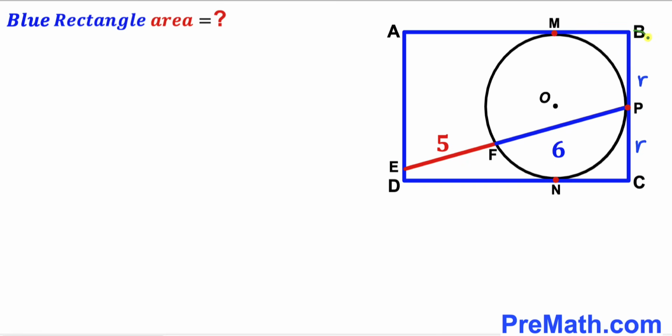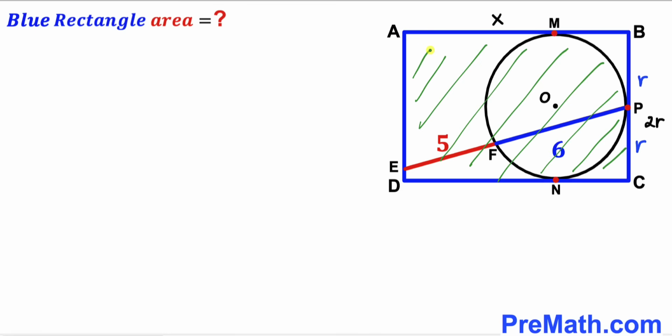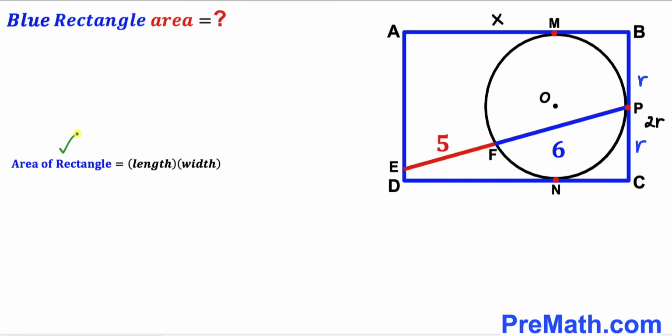So therefore this whole side length BC of this rectangle is going to be r plus r, which makes 2 times r. And I'm going to label this side AB of this rectangle as x. Since we are interested in calculating the area of this blue rectangle ABCD, let's recall the area of a rectangle formula. Area is always equal to length times the width of the rectangle. In our case, the dimensions of this blue rectangle are x and 2 times r.